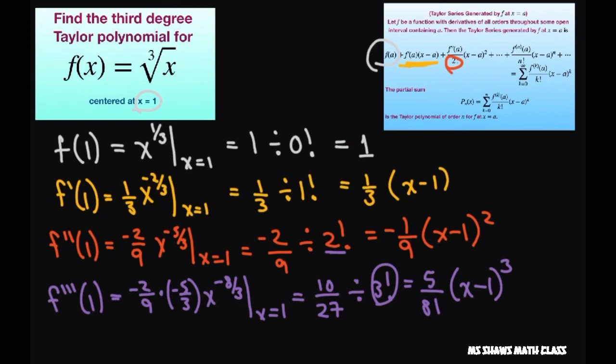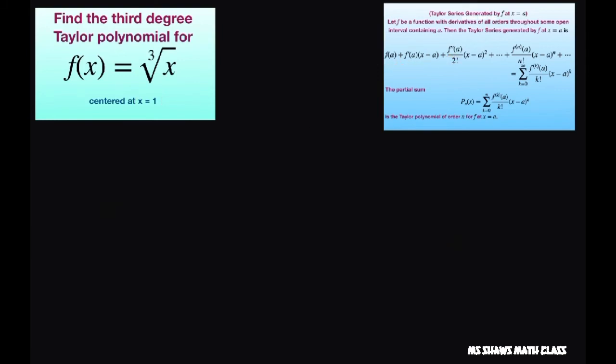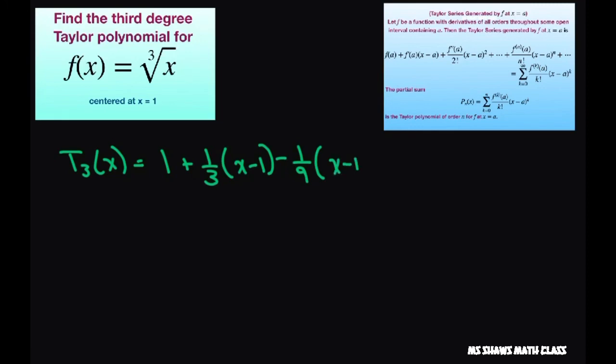So now we can write our third degree Taylor polynomial. Let's do green. So our third degree Taylor polynomial is just going to be 1 plus 1/3 times x minus 1, minus 1/9 times x minus 1 squared, and plus 5 divided by 81 times x minus 1 cubed.